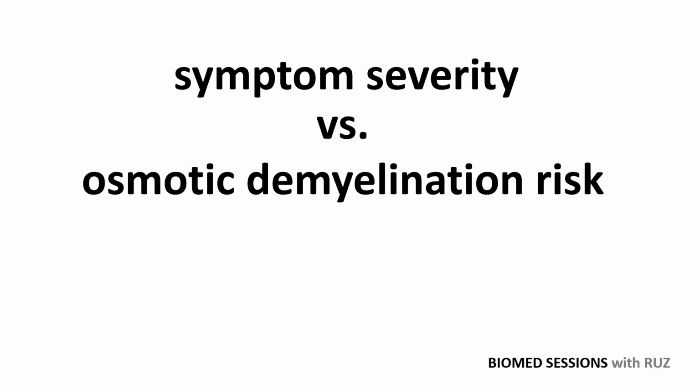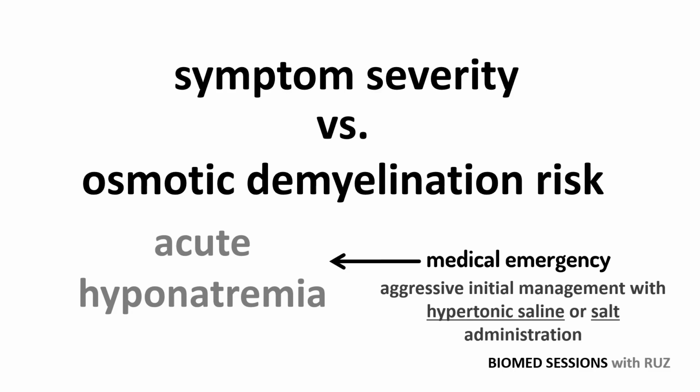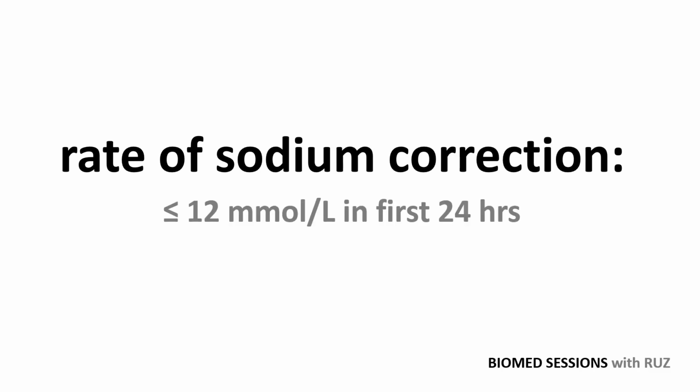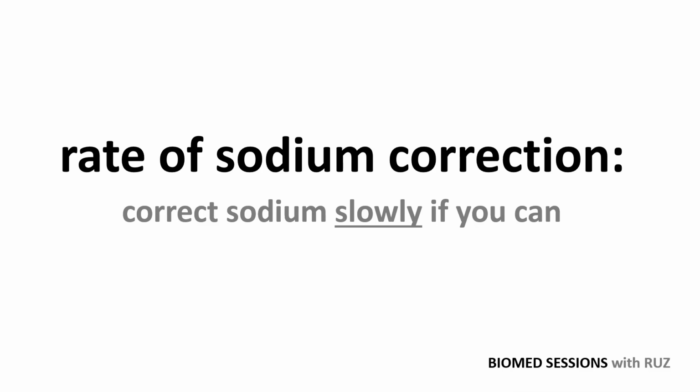When managing hyponatremia, we need to weigh up the seriousness of symptoms versus the risk of osmotic demyelination syndrome. Acute hyponatremia, presenting with neurological symptoms such as seizures, is a medical emergency and needs to be initially treated more aggressively than chronic hyponatremia. This can involve the use of hypertonic saline or salt administration, although blood sodium levels would need to be checked frequently. Guidelines vary and should always be checked, but generally speaking, the rate of plasma sodium correction should not exceed 12 millimoles per litre within the first 24 hours. And in an ideal situation, we would be aiming for a rise between 6 and 8 millimoles per litre per 24 hours. Remember, correct sodium slowly if you can.